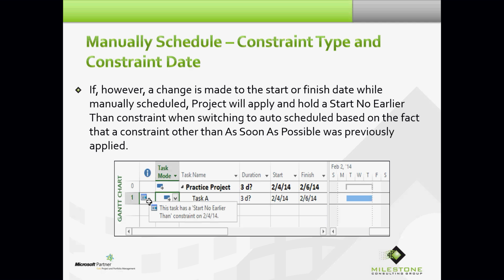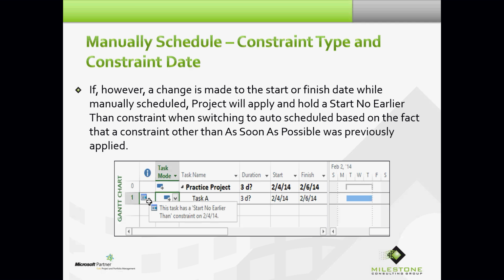If, however, a change is made to the start or finish date while manually scheduled, Project will apply and hold a start no earlier than constraint when switching to auto-scheduled, based on the fact that a constraint other than as soon as possible was previously applied. Okay? Now that's really interesting.